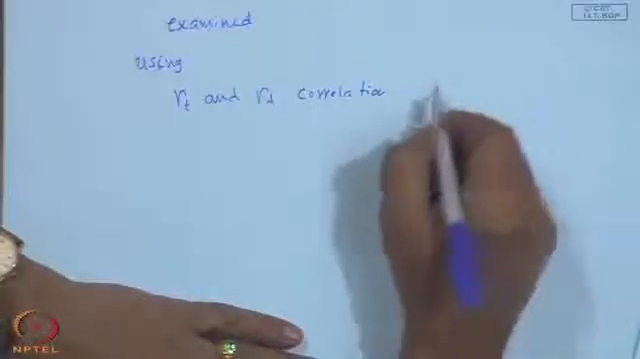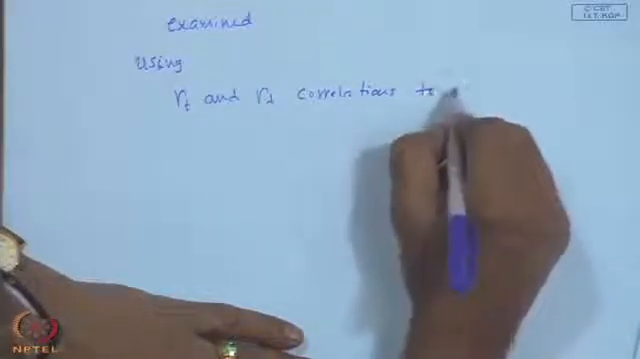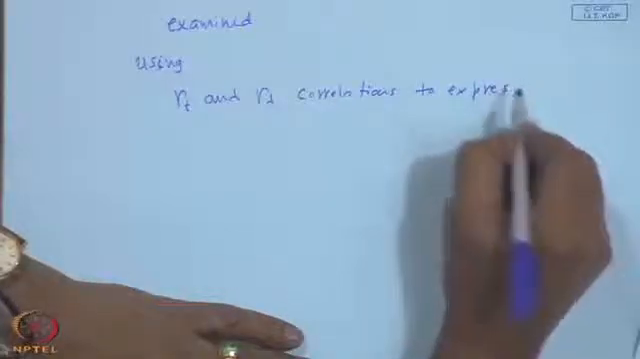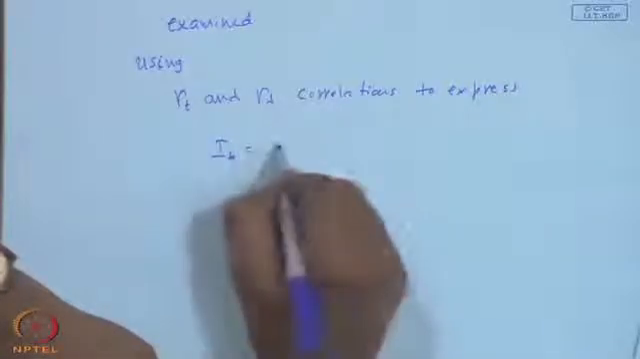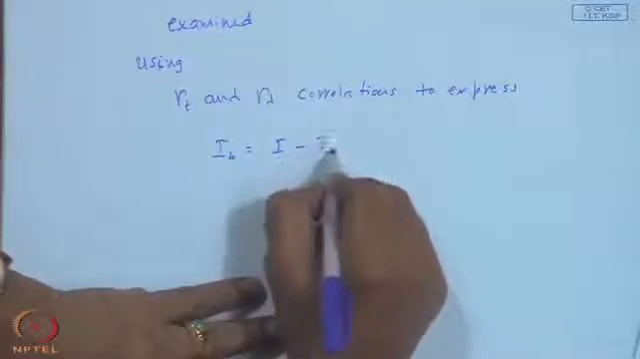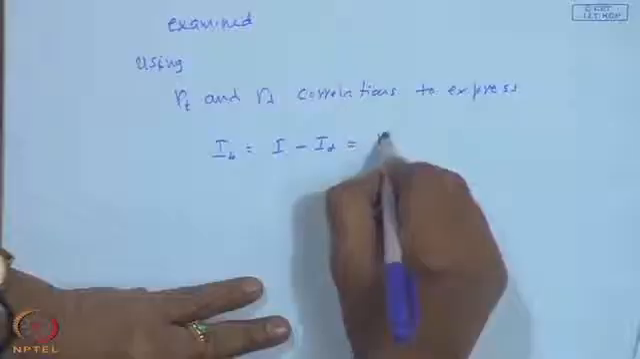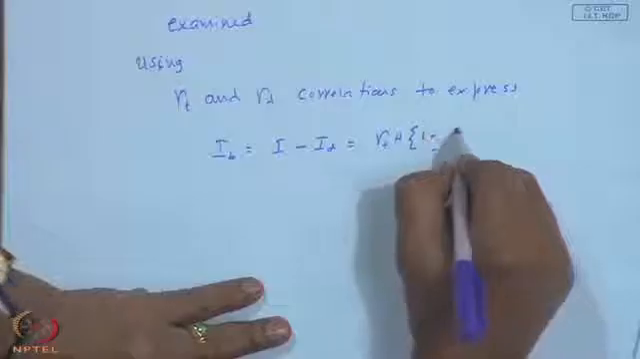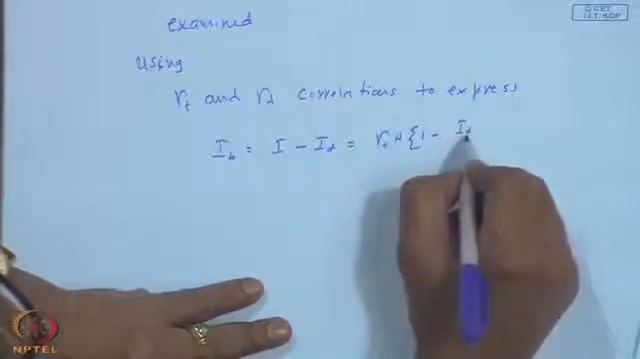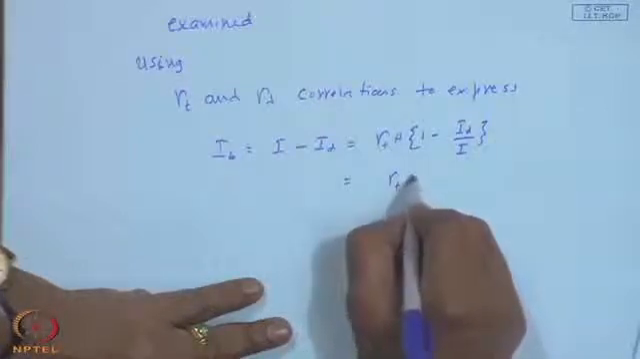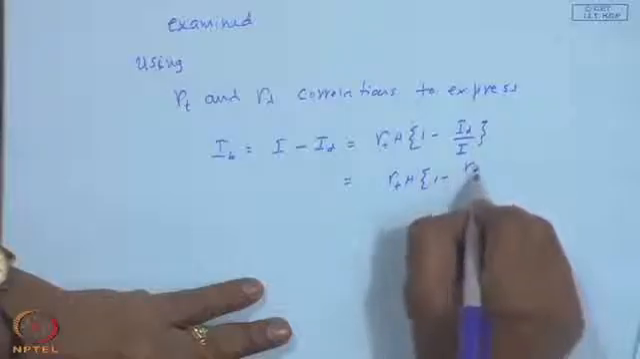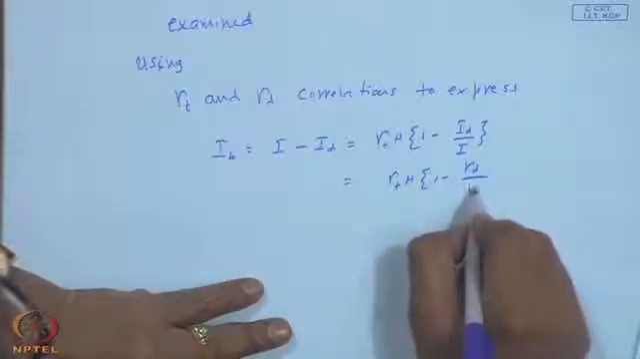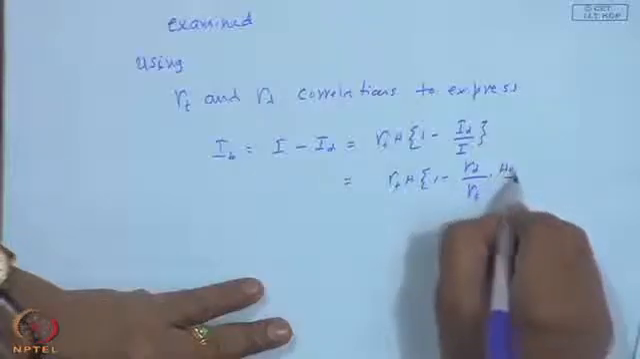So, using correlations of Collares-Pereira and Rabl and Liu and Jordan to express I b equal to I minus I d equal to R t into H into 1 minus I d by I, which is R t into H into 1 minus R d by R t into H d by H.